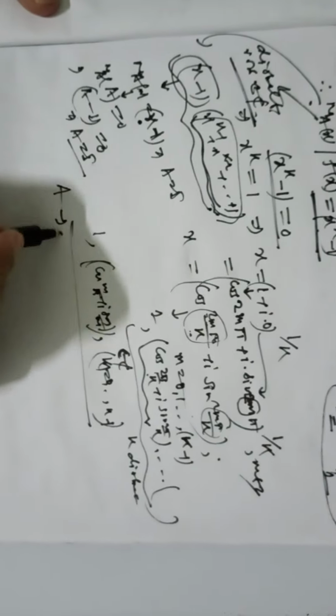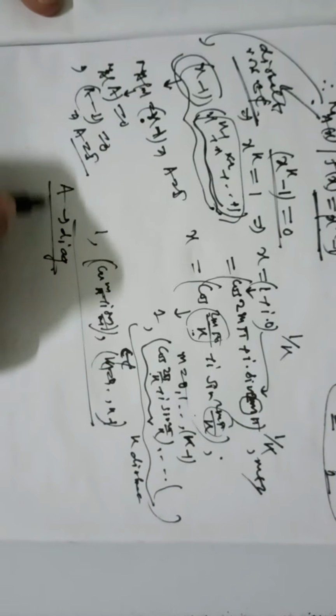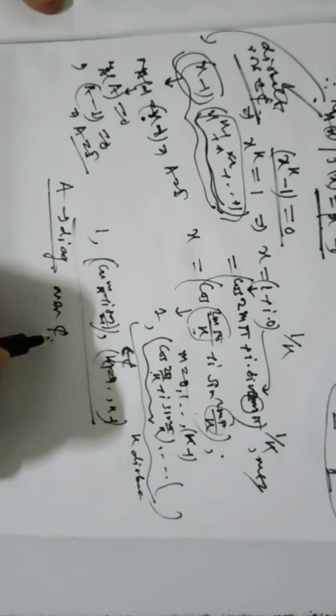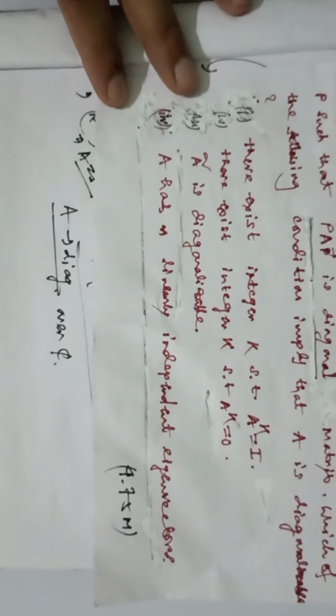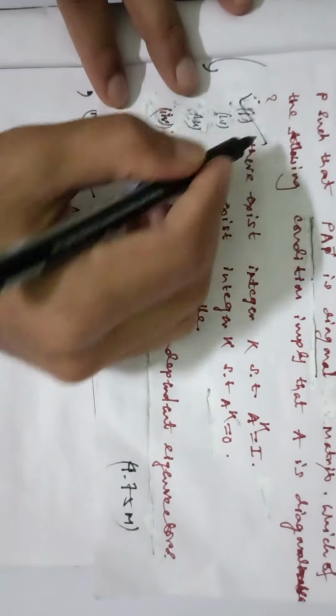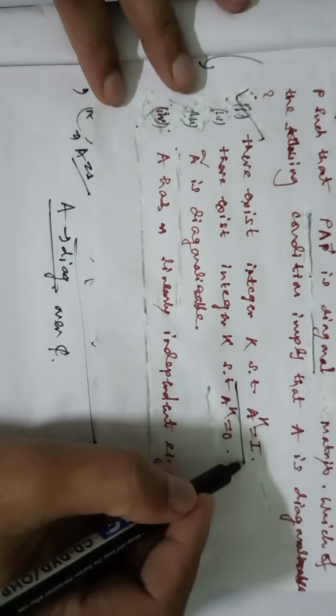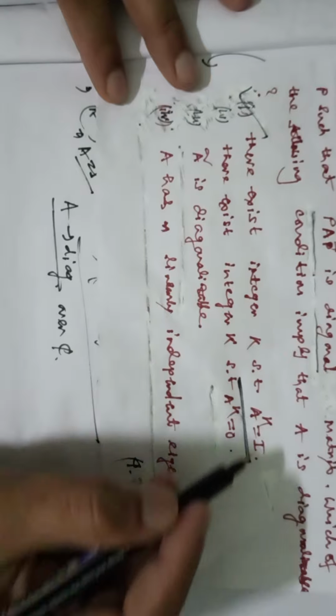These are distinct roots. So the matrix has distinct roots, and the roots are also in C. So obviously the matrix is diagonalizable over C. Here also, in the question there is no mention of the field, so you have to consider the field is C. So I proved that the matrix is diagonal. So if A to the k equals the identity for some positive integer k, then A is diagonalizable. This option is correct.